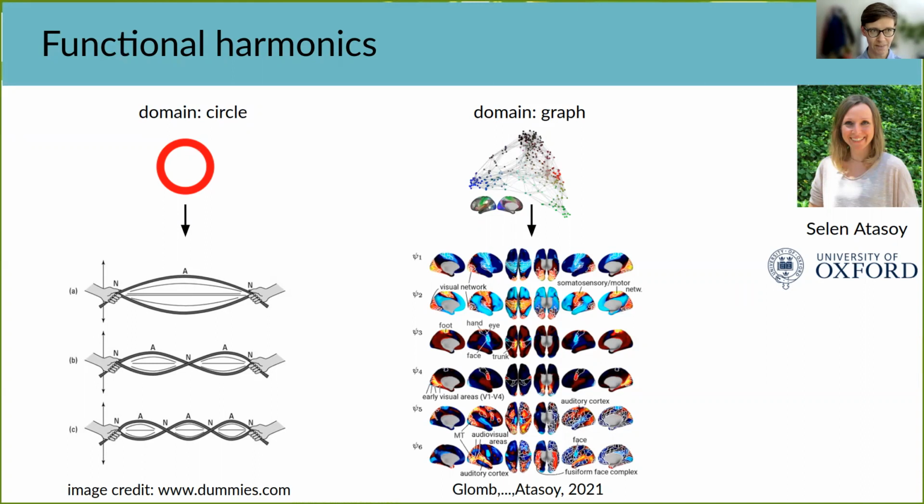First of all, functional harmonics, very briefly, can be imagined as the equivalent of sine and cosine waves on a brain graph, let's say. On the left, you can see a spatial example of sine and cosine waves, in this case of a rope that is being excited by making it swing with a certain frequency. Apart from the temporal frequency, you can also see these spatial patterns that the rope will take on, where the parts marked with an N will not move up and down, and the parts marked with an A are moving up and down, and this spatial pattern is more or less stable.